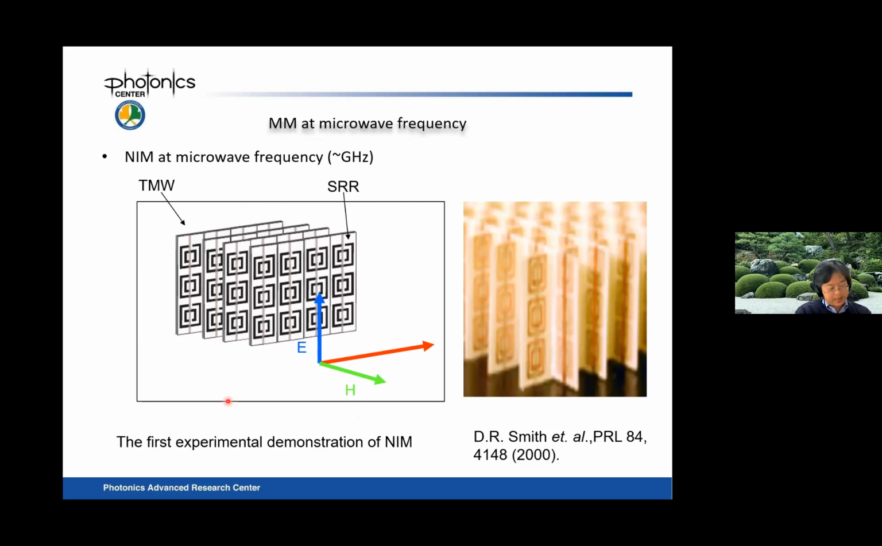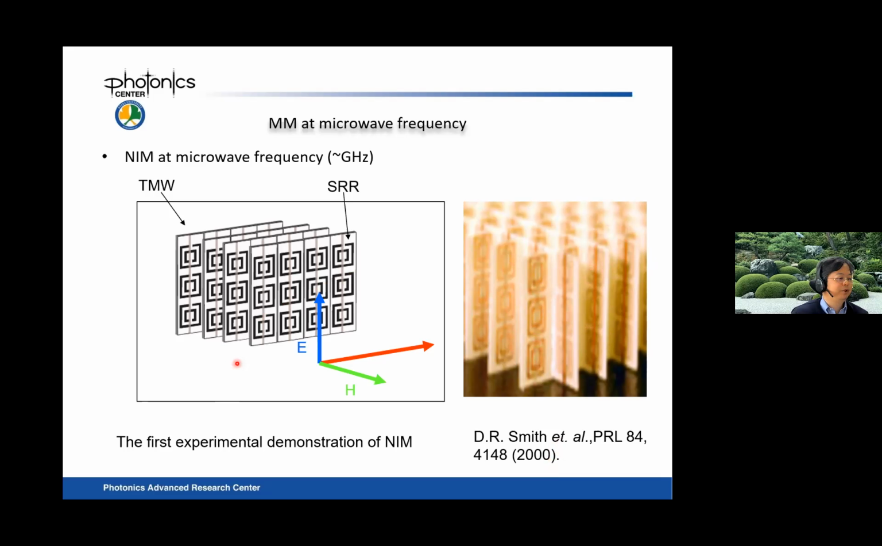This is the first demonstration of the negative refractive index material, we call NIM, negative index material, at microwave frequency. This was done by the David Smith group in 2000, 20 years ago. As you can see, there is a copper split ring resonator here, and this is a symmetric wire here, and this is a printed substrate, very large. This is a microwave, so the wavelength is centimeter order, so the size of the meta atoms is very large.